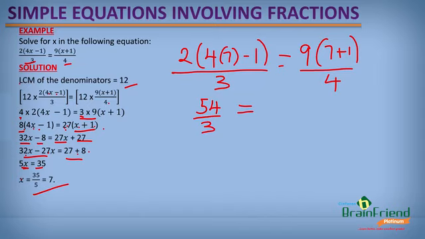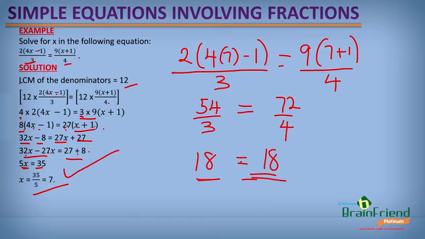7 plus 1 here gives 8. 8 times 9 gives 72 over 4. 54 divided by 3 gives 18. Also, 72 divided by 4 gives 18. 18 is equal to 18. And from our question, we're told that the left-hand side is supposed to be equal to the right-hand side. So if this is right, x is equal to 7 is the correct answer.